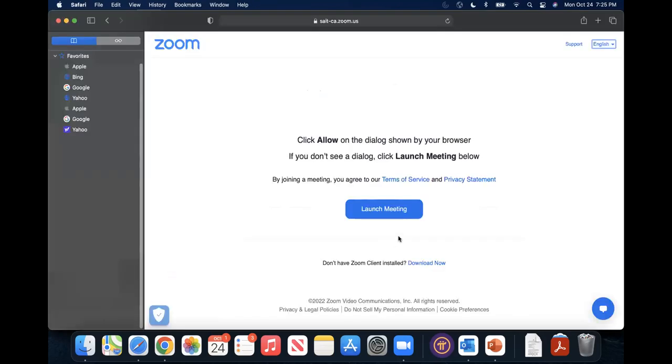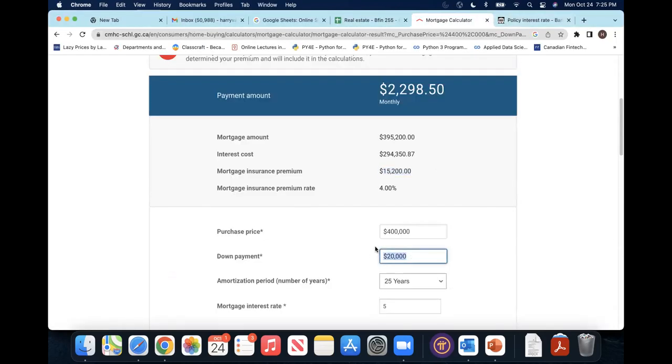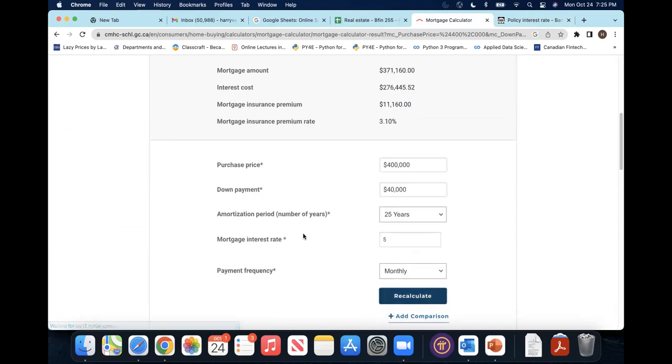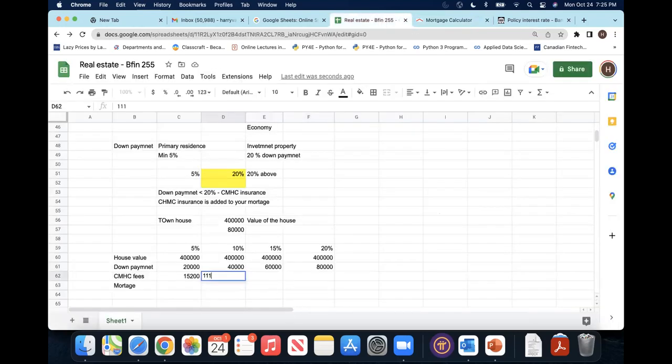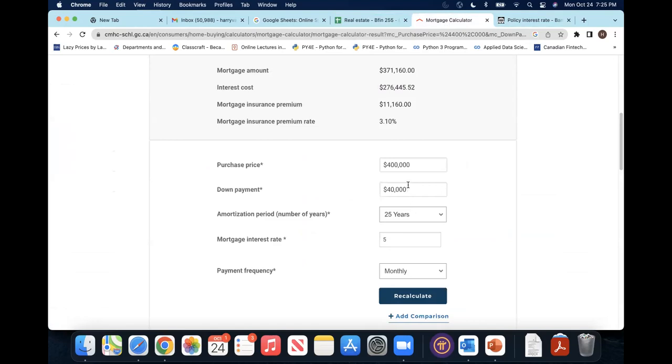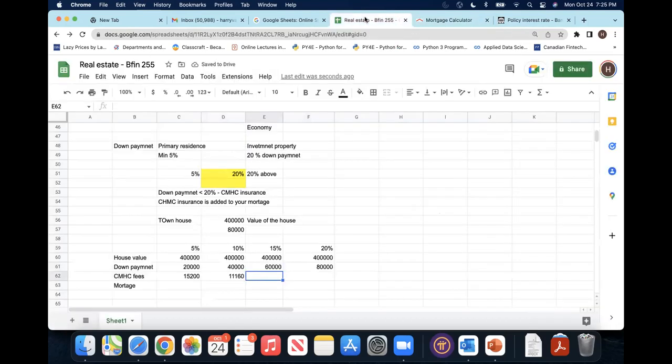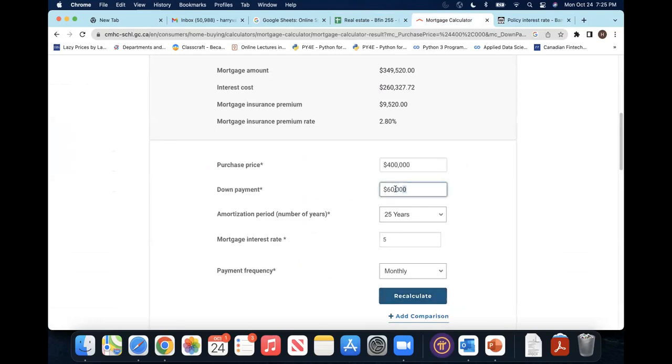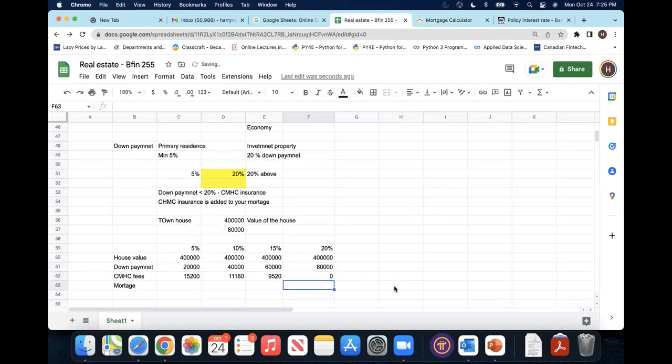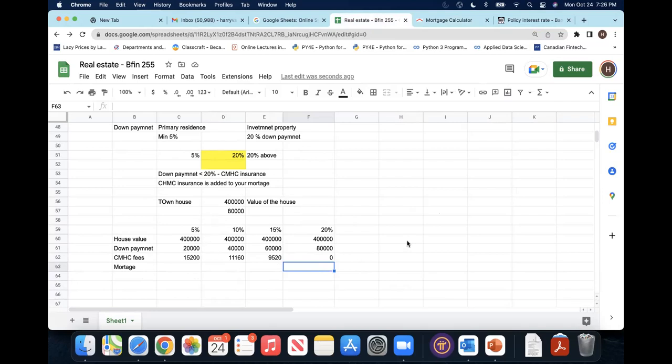Okay, if I put 10% down, we can calculate that. So instead of 20, it is 40,000. I'll calculate. 11,160. Okay, if I put 15%, that is 60,000. It comes to 9,520. And at 20%, 80,000, so let's say 80,001, it comes to 0. Okay, so the lower your down payment, the higher the CMHC fee.